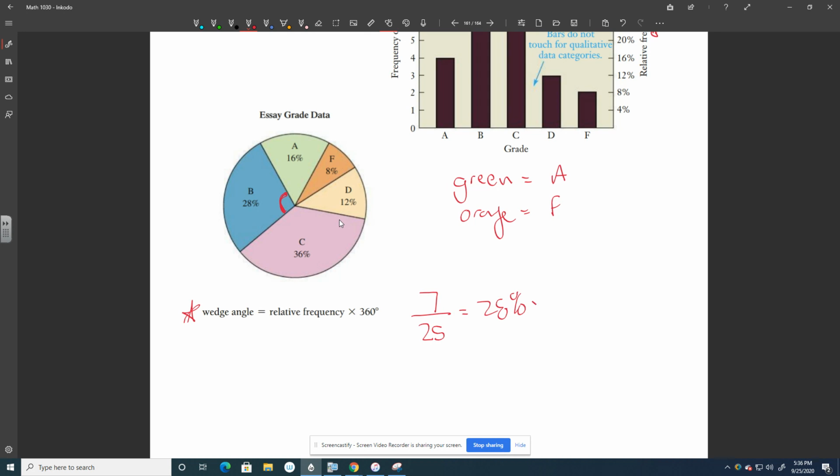And then I take that percent and I times it by 360 degrees, because there's 360 degrees all the way around. So you have to times by the percent of the total to figure out how big is that pie chart going to be right there.